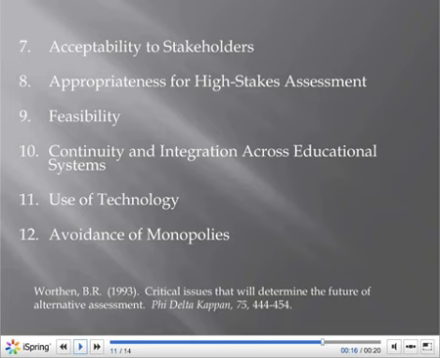Both 7 and 8 speak to the issue that performance assessments may never be fully accepted until they can be used with confidence by all stakeholders. In other words, parents, school administrators, school board members, legislators, etc. Number 11 and 12. We still don't fully know how technology can be used with performance assessments, and how we're going to avoid having companies like ETS, Educational Testing Service, really take over the industry and monopolize it.